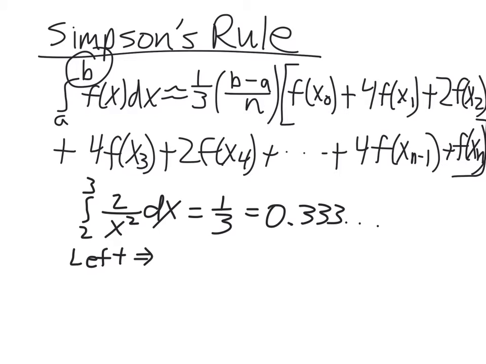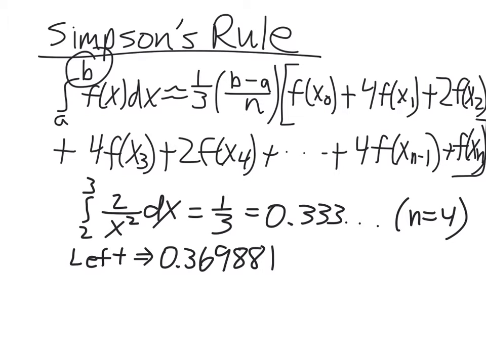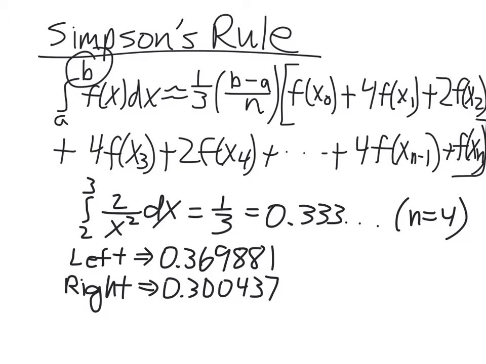Okay. Now, if we had looked at this back in Calc 1 using the left endpoints, and all of these approximations will use n equal 4, the left endpoints would have come up 0.36988, that's probably 6 decimal places. That's probably good enough. Turning it around and using the right endpoints, we would have gotten 0.300437, which those aren't too bad, but rectangles and only four rectangles, that's not going to be extremely accurate.